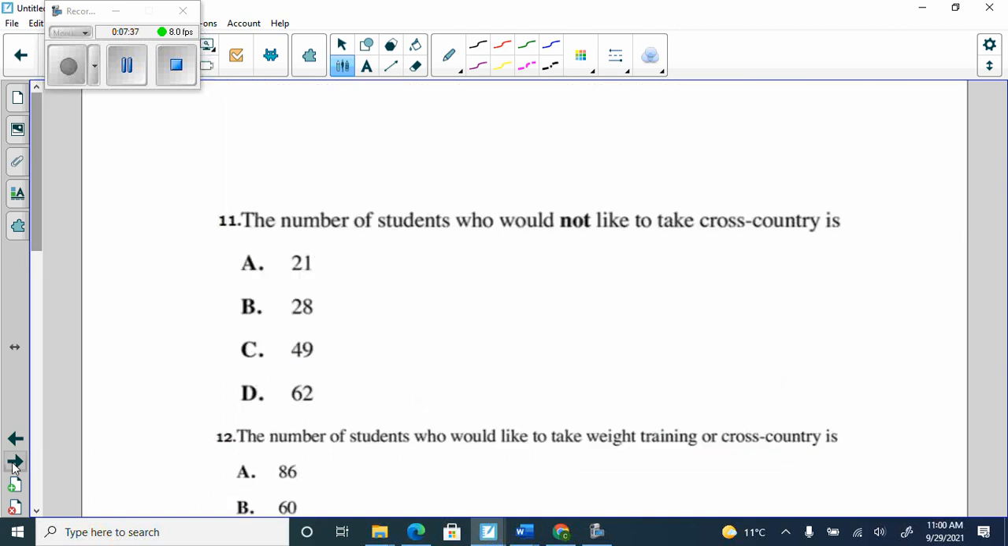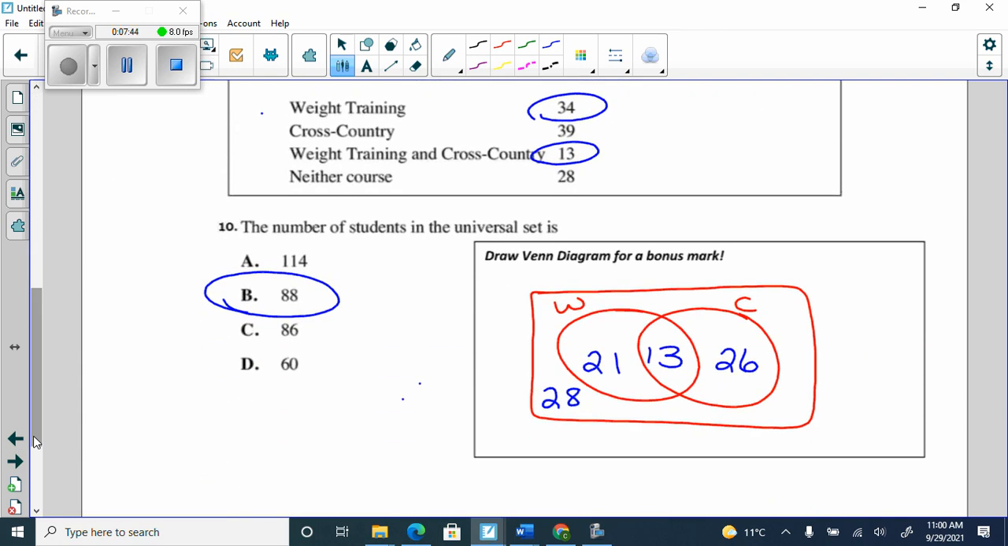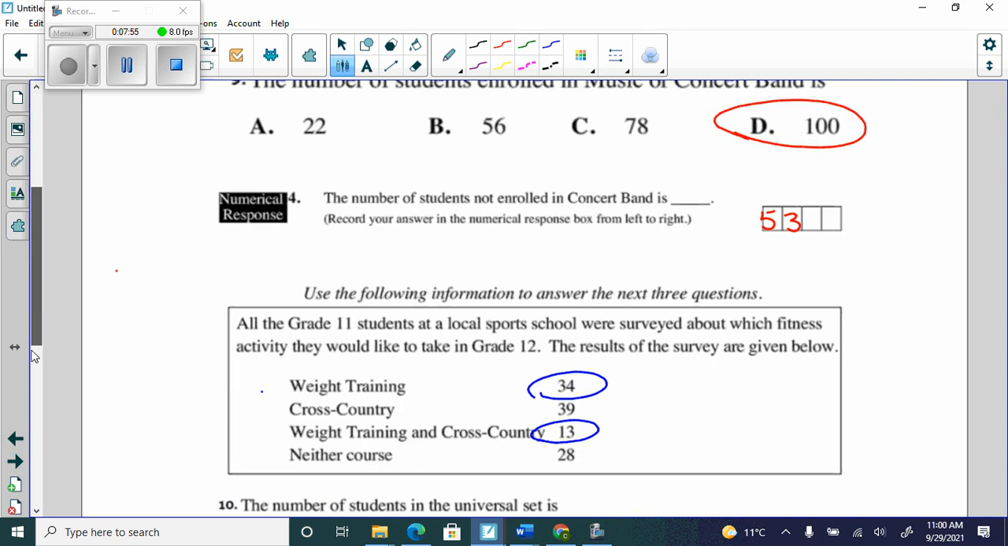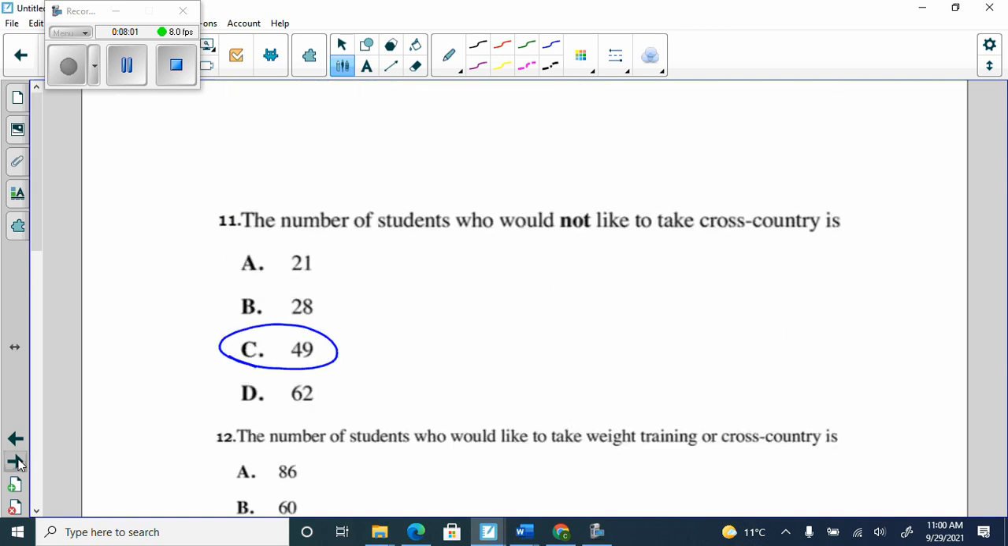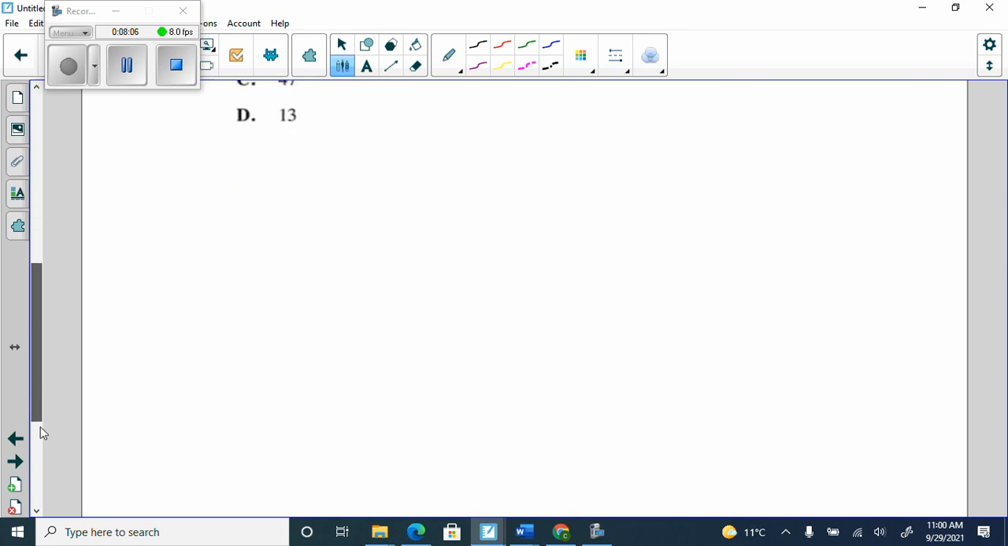So this question says, how many of the students would not like to take cross country? So we look at the cross country we covered up and we do 21 and 28, which is 49. And then the number of students who would like to take weight training or cross country is the snowman. So I add up the snowman, I get 21 and 26, which is 47, 50, 60. Boom. That's it. We're done.